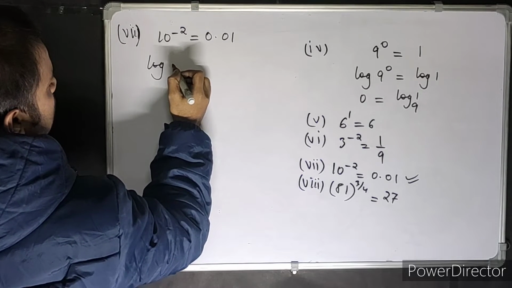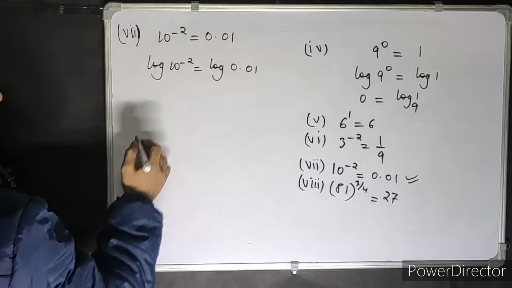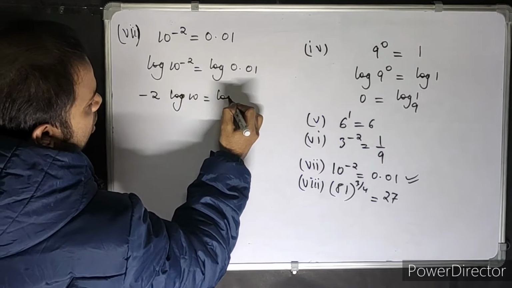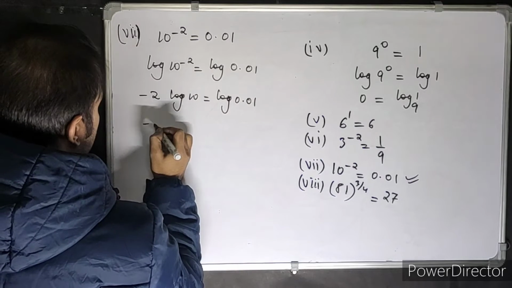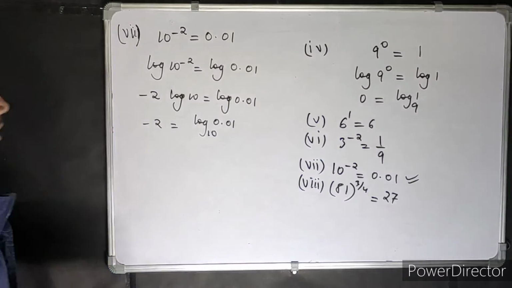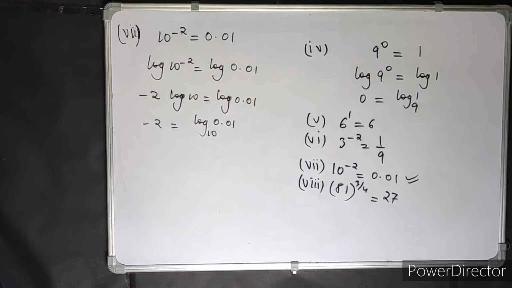So if you take log both sides, 10 to the power minus 2, you have to write taking log on both sides, that you have to write. Okay, so minus 2 log 10 is equal to log 0.01. So minus 2 is equal to log 0.01 base 10. Okay, this goes there and gets divided. There you go. Part 7 is also done, and the correct answer is minus 2 is equal to log 0.01 base 10. Part 7 is also over.